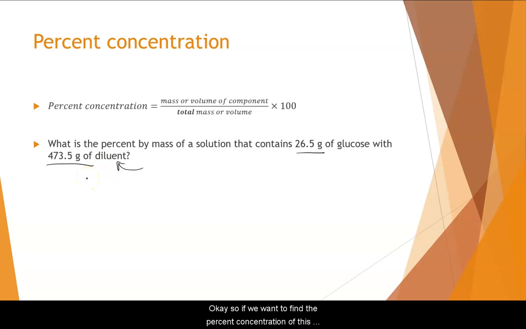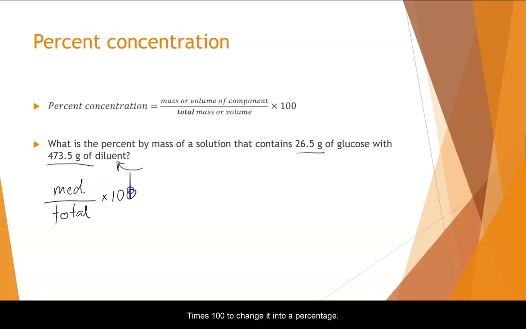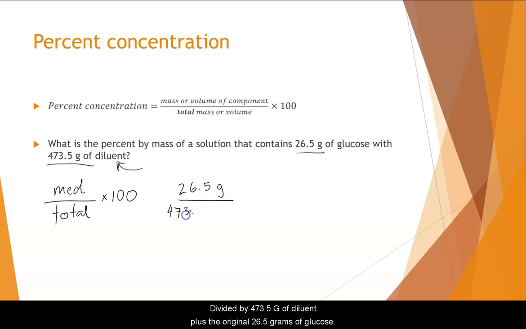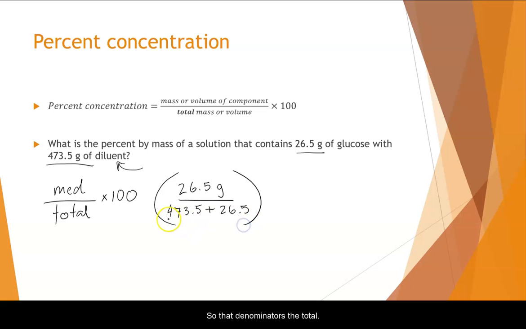Okay, so if we want to find the percent concentration of this, what we have is the medicine part divided by the total times 100 to change it into a percentage. So in this case, that's 26.5 grams of glucose divided by 473.5 grams of diluent plus the original 26.5 grams of glucose. So that denominator is the total. And then we just multiply that by 100.